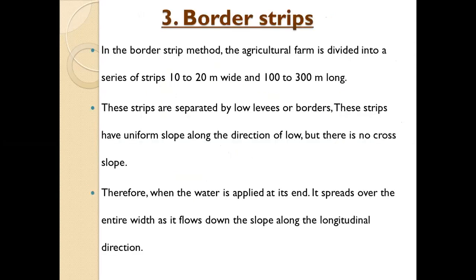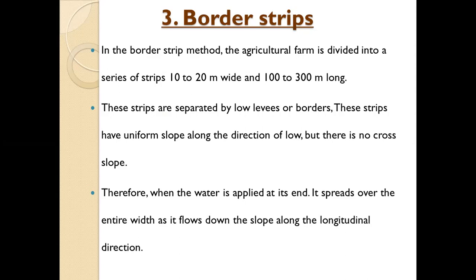The third one is border strips. In the border strip method, the agricultural farm is divided into a series of strips with dimensions of 10 to 20 meters wide and 100 to 300 meters long. These strips are separated by low levees or borders. These strips have a uniform slope along the direction of flow, but there is no cross slope. Therefore, when water is applied at the upper end, it spreads over the entire width as it flows down the slope along the longitudinal direction.